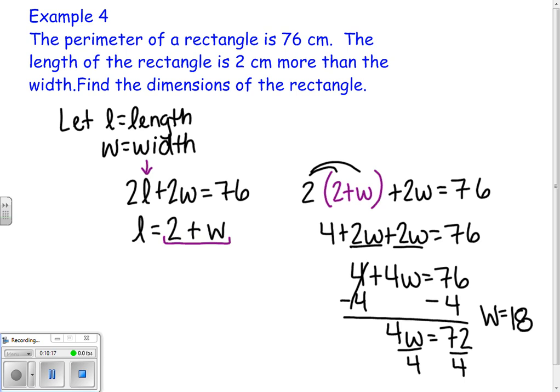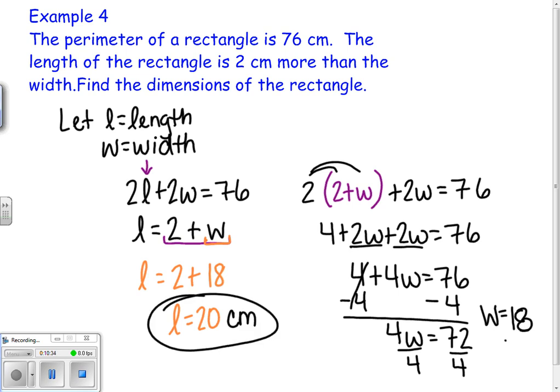I need both dimensions, so I'm going to take that width of 18 and put it right here for W. So the length is 2 plus 18, so the length is 20. Now, the label on these is not width and length, it's a dimension, and they're all in centimeters, so I'm going to throw centimeters on this one, and centimeters on this one.